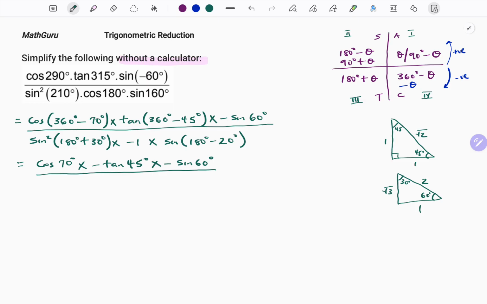Sine squared 180 plus 30. Note that sine squared x is the same thing as sine x multiplying sine x. So I'm going to reduce sine of 180 plus 30, and put that in the bracket. That is in the third quadrant, so I have that as negative, because only tan is positive in the third quadrant. So that's negative sine 30 degrees all squared. Then I have times sine 180 minus 20.